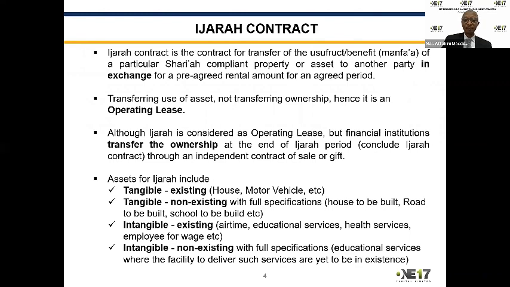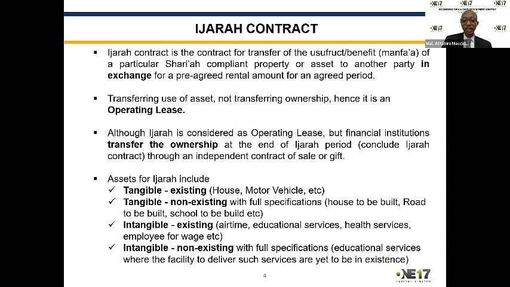We can also have tangible assets that are non-existing, meaning they are not existing yet, but there must be specifications clearly spelled out in the contract. Such as the house to be built. If it is a house that will be built, then all the necessary specifications must be provided, or a road to be built. We are very aware of the federal government Ijara Sukuk, which has been issued in 2017, 2018, 2020, and the recent one of 2021.